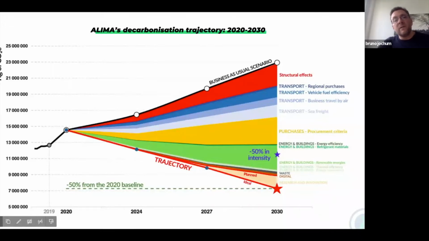Now, what you have below this line is all the different levers and their contribution to the reduction of carbon emissions to actually reverse the curve and reach the intended target, which is minus 50% from the 2020 baseline. And you see the contribution of each key solution. And obviously, the more the organization grows over the future, the more the carbon intensity will have to reduce over the next decade to reach the target.